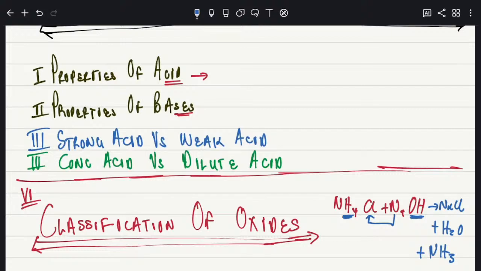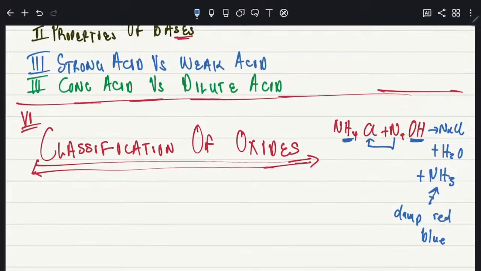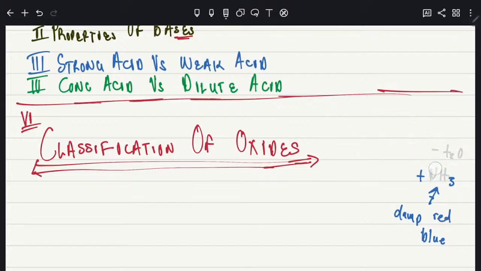And we said you can test any ammonium salt by reacting it with a base and testing for ammonia. Really? Yes. Ammonia has an effect of turning damp red litmus paper to blue. Are we together, students? So we can test for an ammonium ion, NH4 plus, by reacting it with a base or an alkali, and then we test for ammonia.